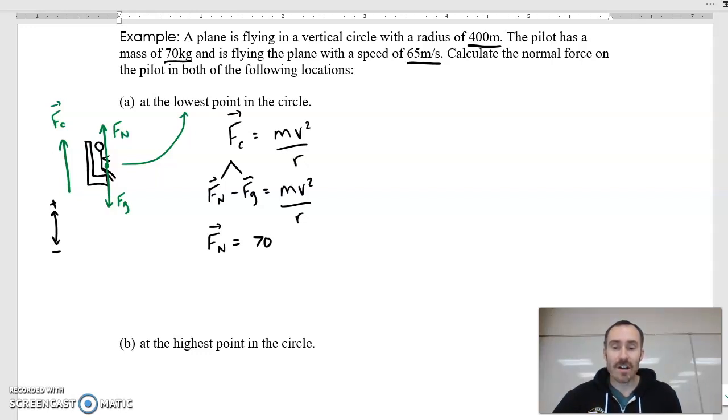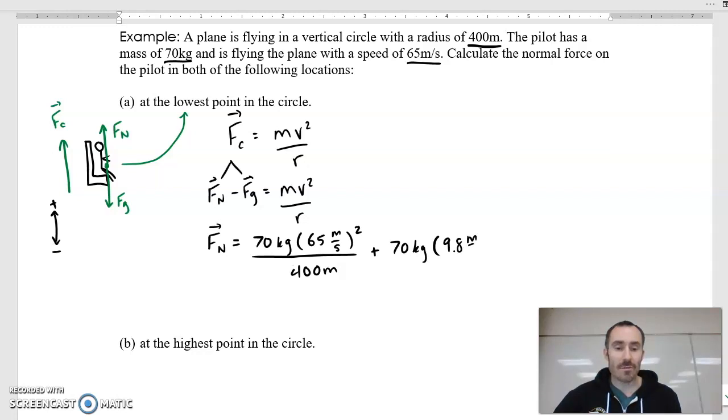So we've got 70 kilograms times 65 meters per second squared divided by 400 meters. And onto that we are going to add mg, or 70 kilograms times 9.8 meters per second squared. Now I'm not going to cancel out the 70 and the 70 because that is not found in every term, right? The 70 kilograms is not found in my normal force. In other circumstances it would be, but not in this one.